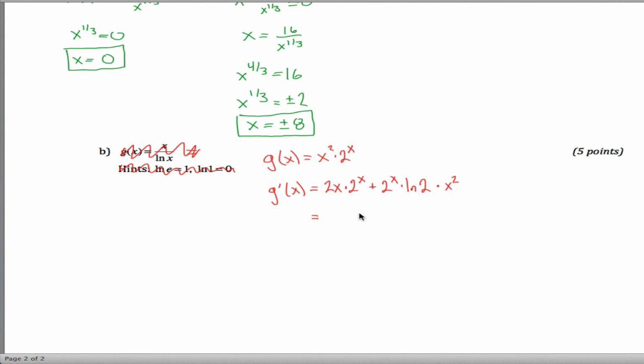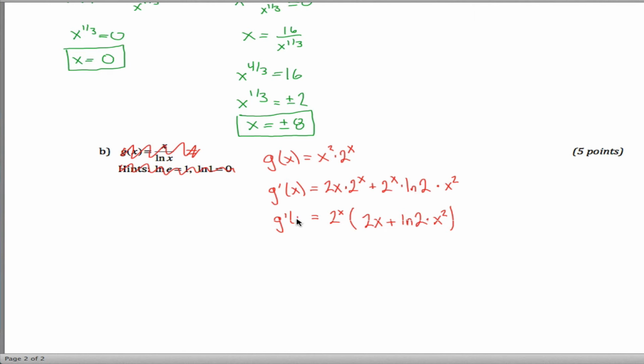So I'm going to clean it up a little bit. I'm going to note that both of these terms have a 2 to the x in them. So I'm going to factor out that 2 to the x. And what you'll have left is 2x from this term and natural log of 2 times x squared from this term. And yeah, you could factor out more. You could factor out another x, but I'm not going to. I'm going to leave it like this, and I'll show you why in just a minute.